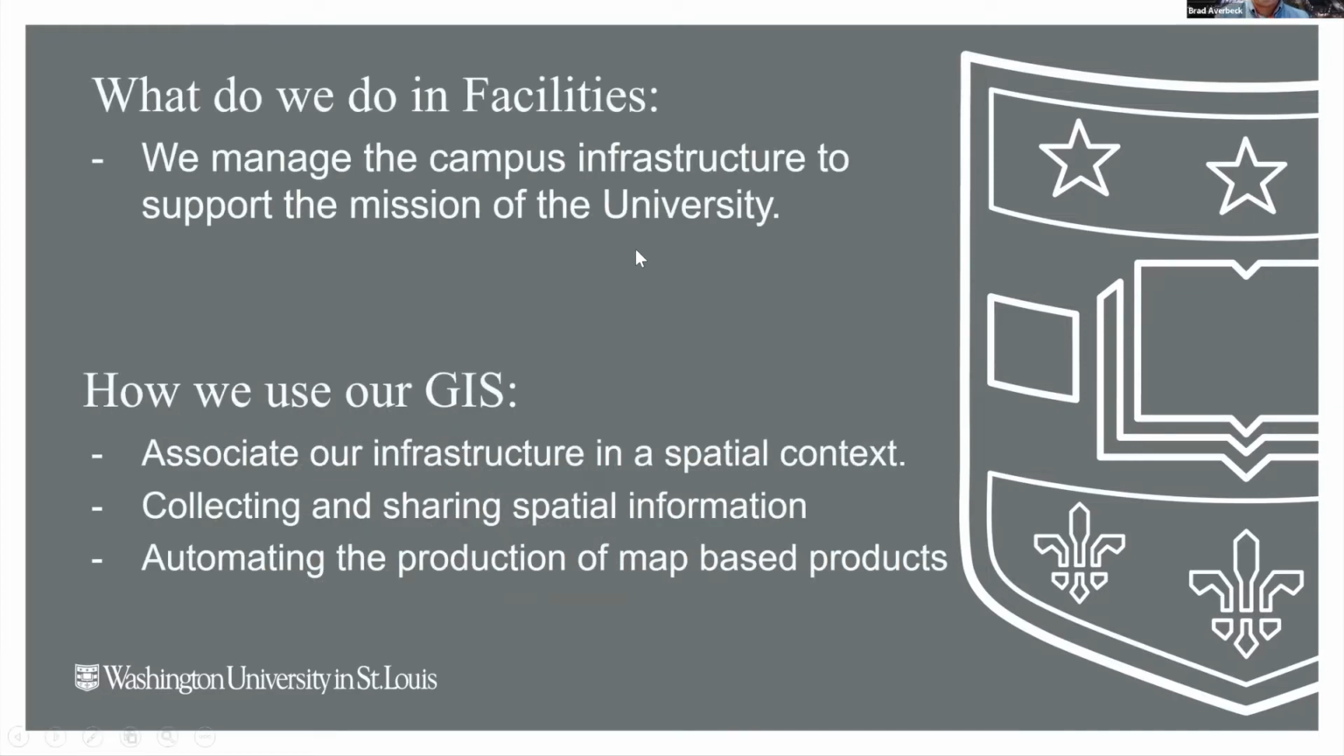So what do we do in facilities? Basically, we manage the campus infrastructure to support the mission of the university. That includes building buildings, maintaining utilities, trees, the grass, landscape, those kinds of things. How we use our GIS is we associate our infrastructure in a spatial context, right? We need to know where our utilities are buried. We need to know where rooms are inside of a building. We need to know where trees are, sidewalks, so that we can create projects and repair sidewalks and things like that.